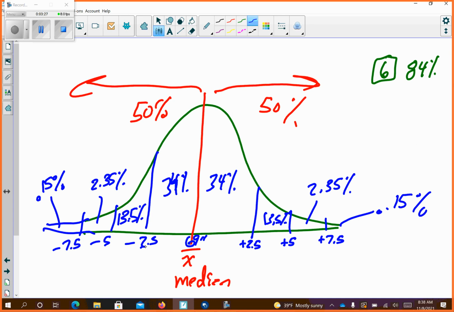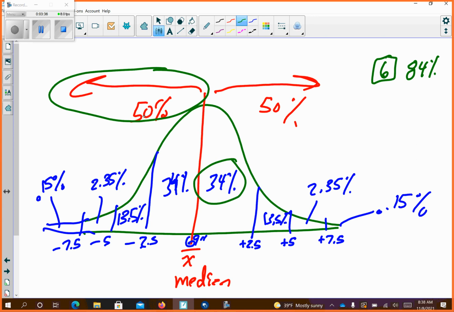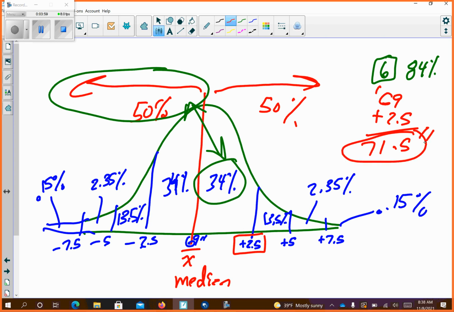So if you wanted to figure out where that 84% really lives, think about it, you have 50% this way. If I add 34 to 50%, you get to 84%. So that means that this person in this problem is 2.5 inches above the average. Well, if I take the 69 plus 2.5, I get 71.5 inches tall. Does that make sense, how you look at that?